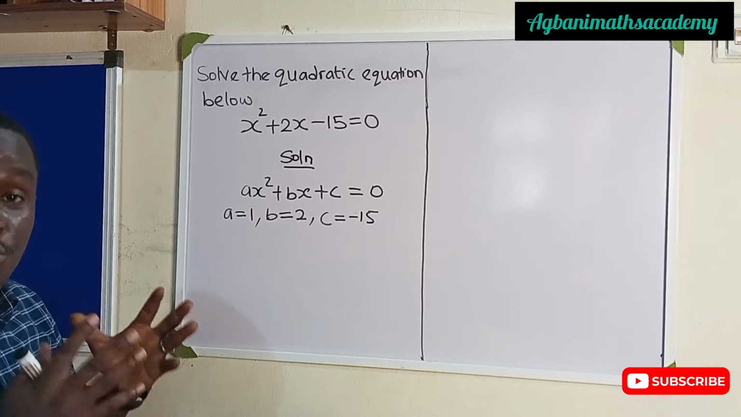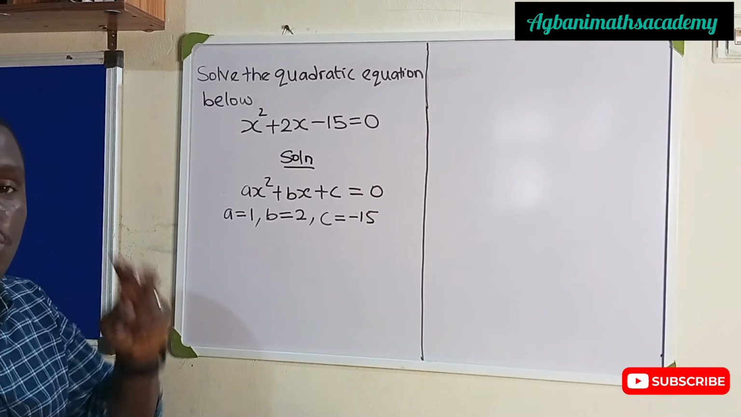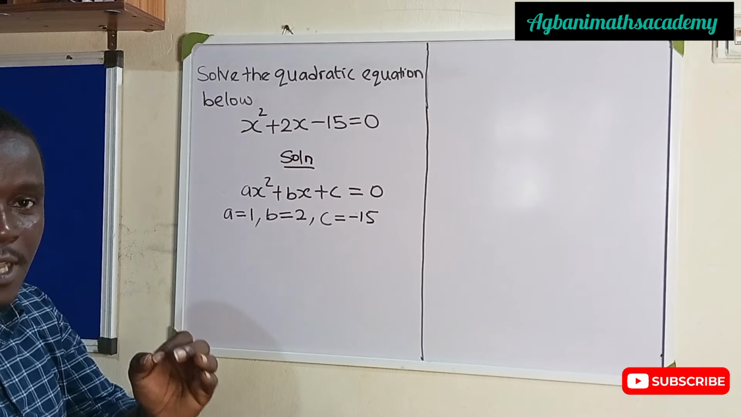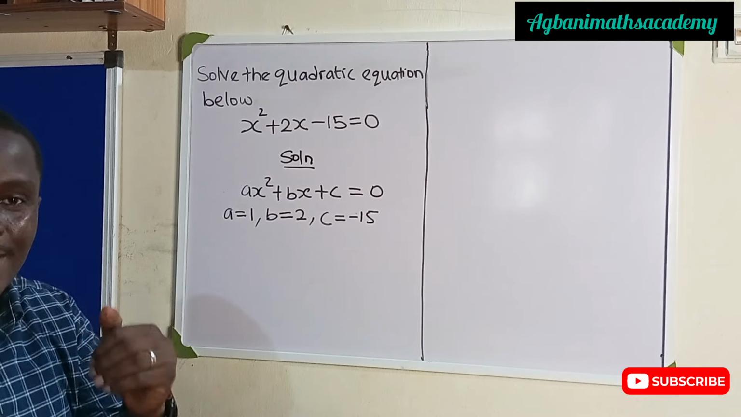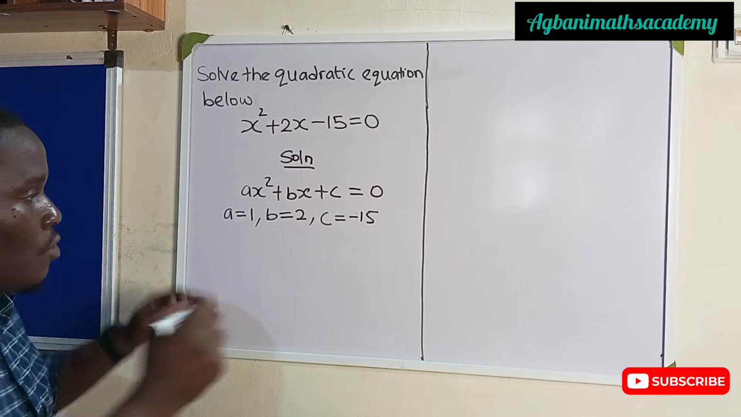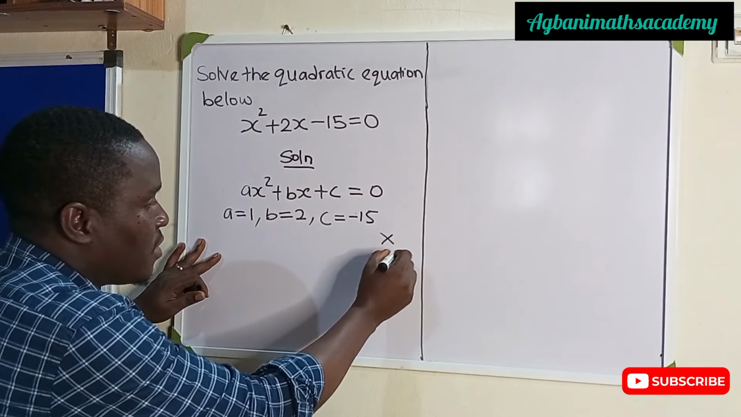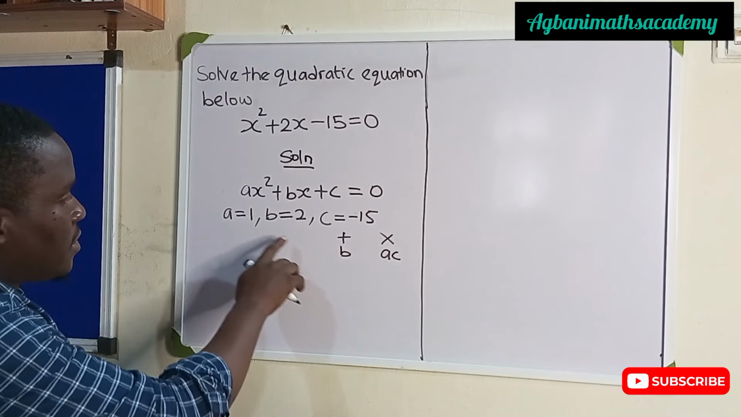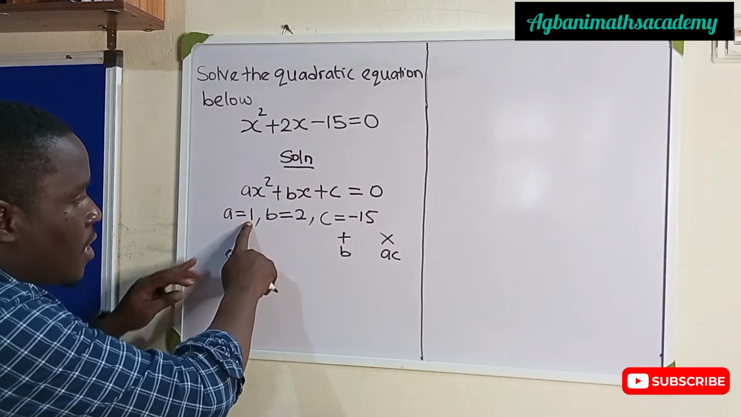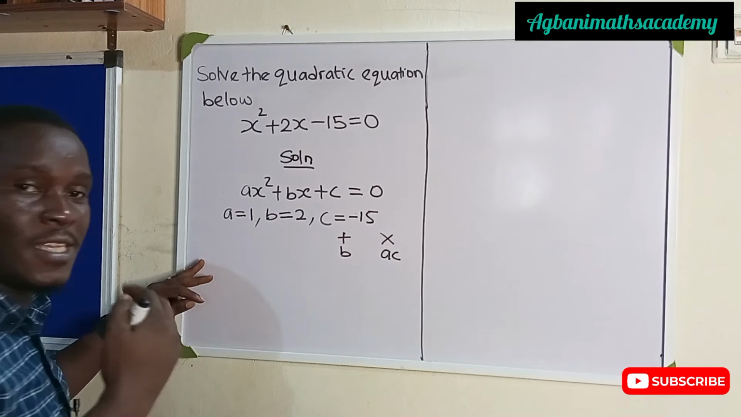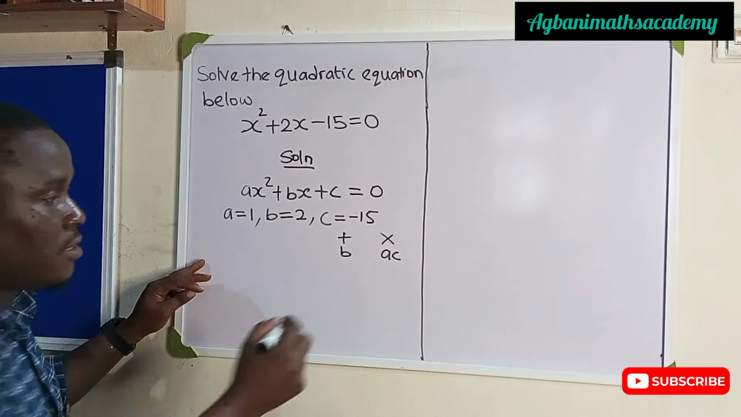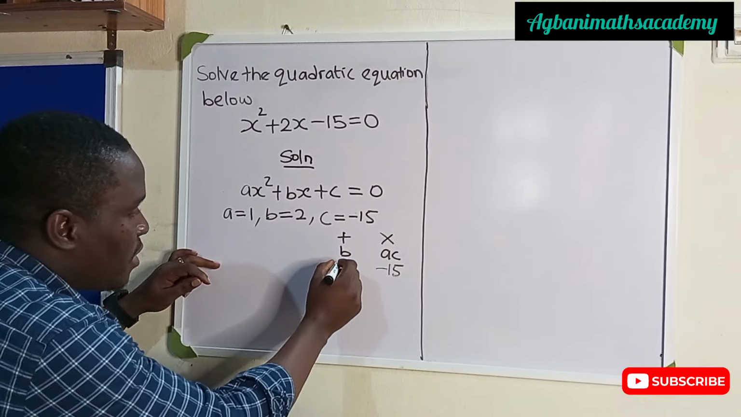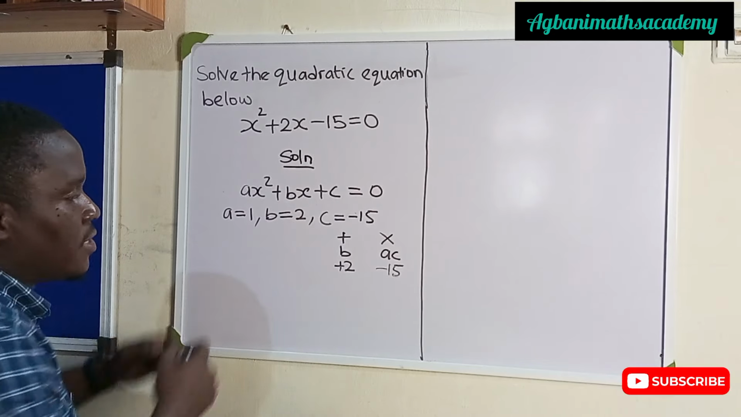The next thing we're going to do, using the factoring method, is look for two numbers that will multiply to give us ac, and those same two numbers will add to give us b. So remember, ac: what do we have as our a? Our a is 1, and our c is minus 15. That means ac is equal to 1 multiplied by minus 15, which is minus 15. And what do we have as our b? Our b is plus 2. The 2 here is the same thing as plus 2.